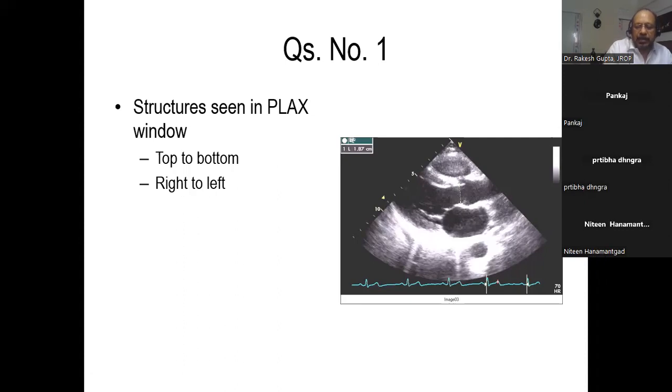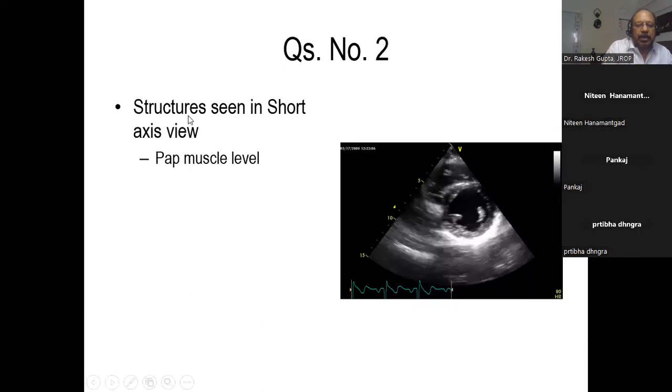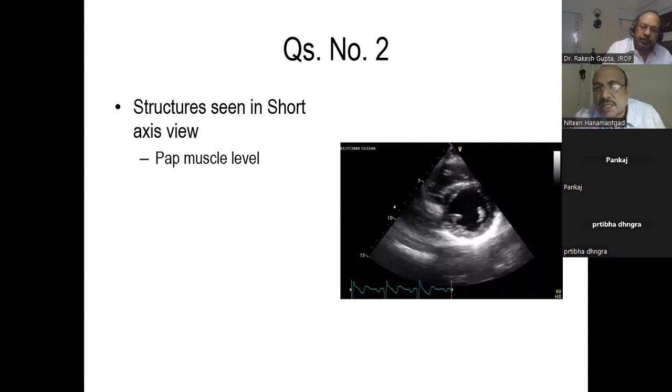Yes, sir. Can you hear me, sir? Yeah, I can hear you, you joined just now. Tell me, Nitin, what is the structure seen in this short axis view? Sir, these are the two papillary muscles, and this is the RV above that. What is this? Sir, that is the LV at the mid cavity level. What is this? Sir, that is the interventricular septum. What is this? Sir, I cannot see that very clearly, but that looks like septum, sir. Septum is here. What is this structure?